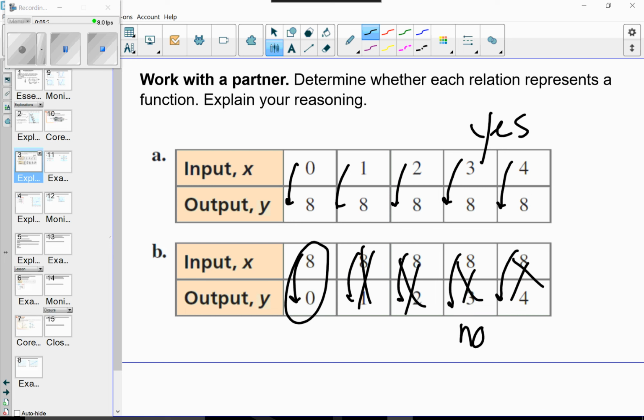So to be a function, every input can only have one output. Each individual input has one output. That does not happen on B. It does happen on A. So that is a function.